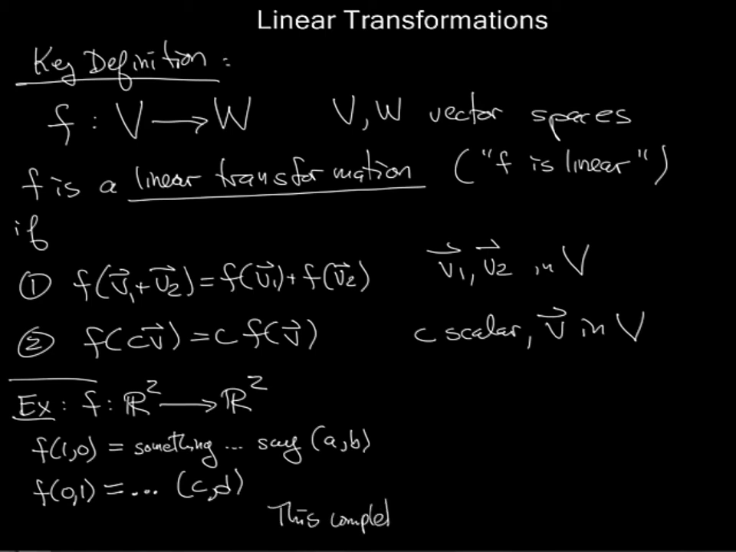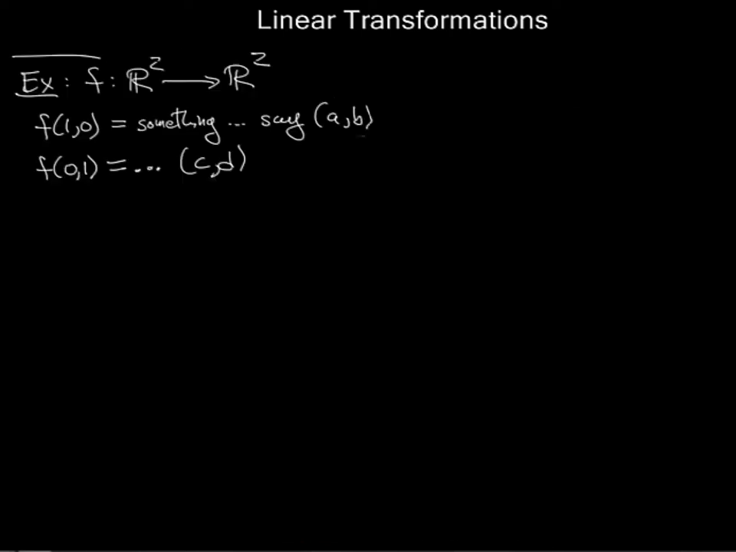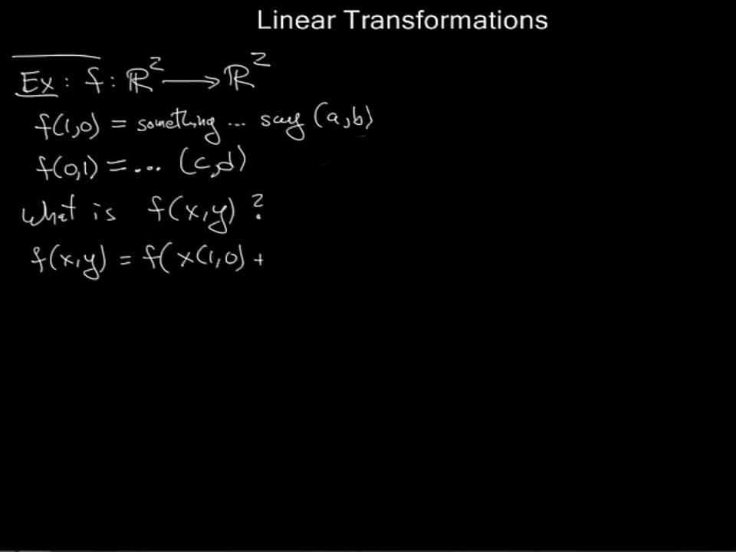Well, the important thing is that just that information completely determines the linear transformation. That is to say, how do we figure out what f of (x, y) is? Well, we can write (x, y) as x times (1, 0) plus y times (0, 1). And by the fact that f is linear, we can break it out like this: x times f of (1, 0) plus y times f of (0, 1).